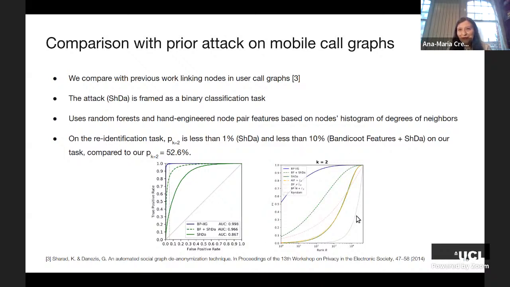Unfortunately, the figure on the right shows a bunch of baselines. But what you should look at is this: BPIAG is our method, so behavioral profiling, and SHDay is the baseline. We also augmented the baseline with the hand-engineered features that we use, the Bandicoot features. And we can see that even when using those features, the baseline performs worse.